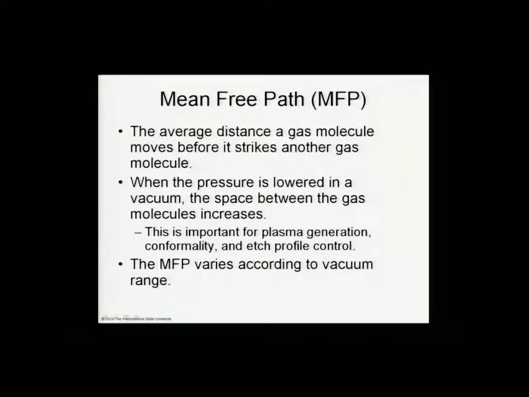Mean free path, well, you want to get the mean free path to be very long because that means you've gotten rid of the gas, which you want to do for process control and contamination. But by getting it very long, you also have this impact on plasma generation, conformality, and edge profile. So the mean free path, affectionately known as MFP, varies according to vacuum range. The lower the pressure, the longer the mean free path. We saw that quantitatively a few slides ago with that data.